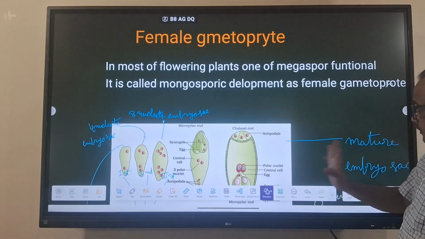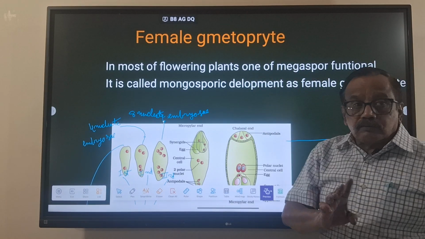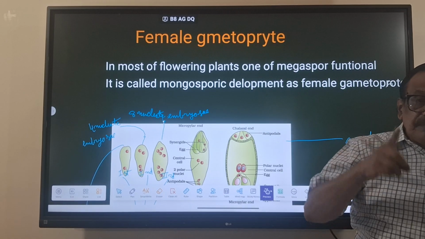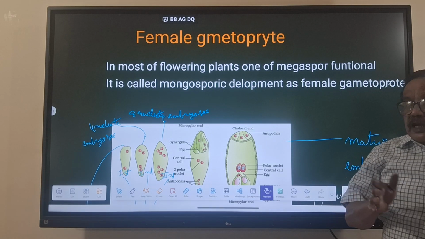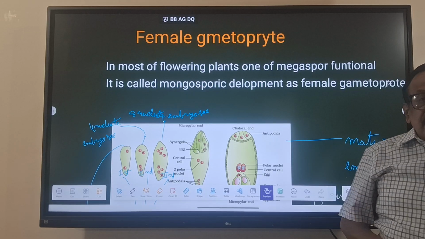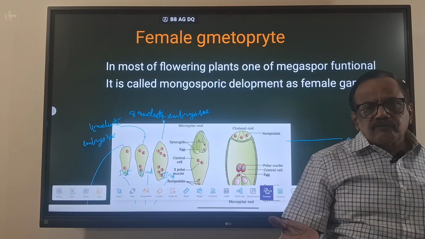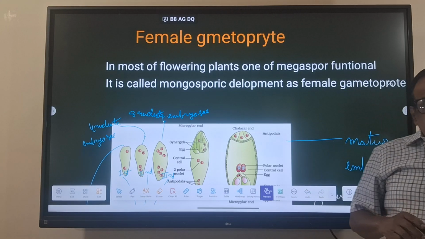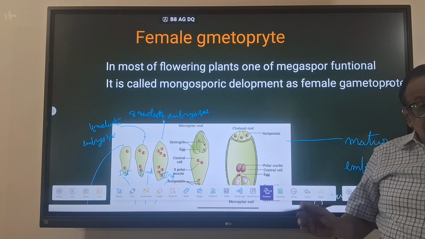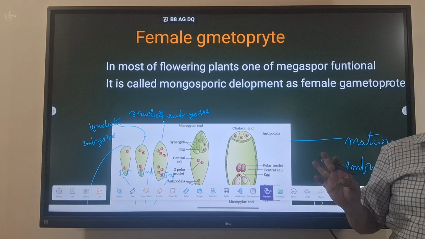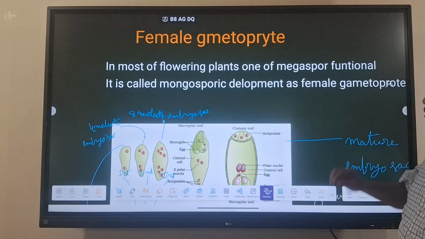Now in the textbook he has given all the things. Out of 4, 3 are degenerating, and only one becomes functional and forms the female gametophyte. So this type of development is called monosporic. Only one spore develops as a female gametophyte, whereas in the microspore tetrad all form male gametophytes, but here 3 megaspores degenerate, so only one is functional and forms the female gametophyte.